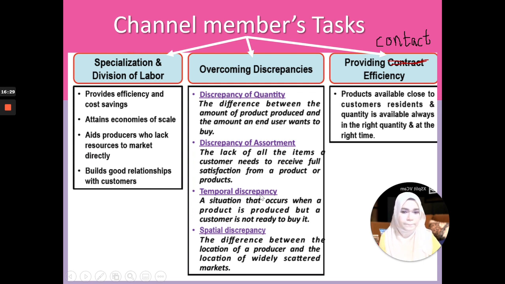Next, the temporal discrepancy. Temporal is a situation that occurs when a product is produced but the customer is not ready to buy it. Okay, so this is talking about a temporary situation. Temporal is about temporary. Now, we are talking about the time of production and the time when the customer wants to use it or wants to have it.